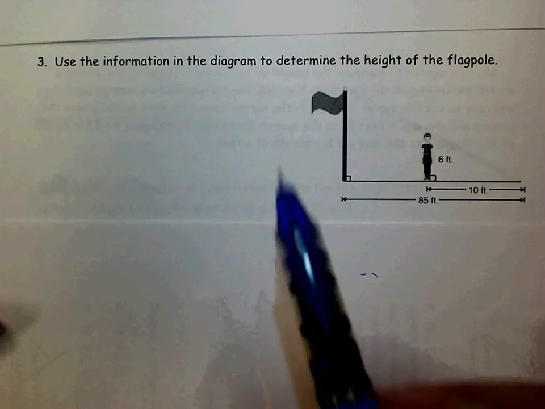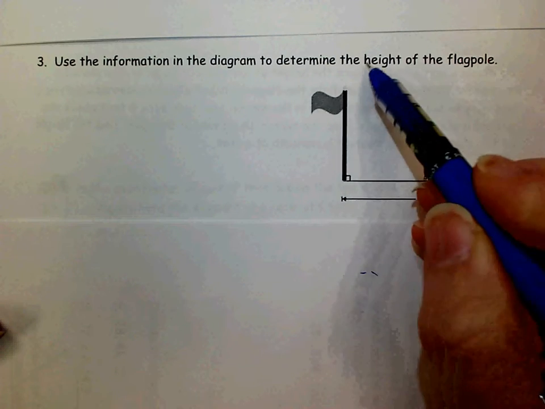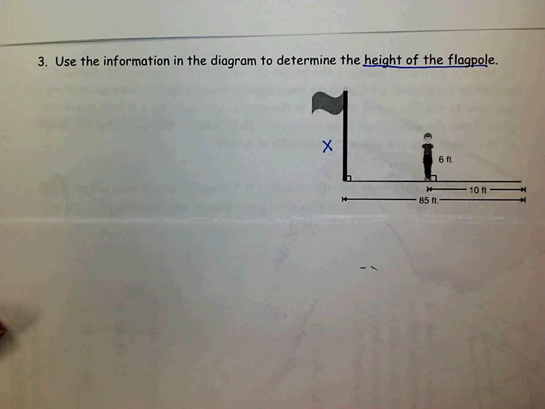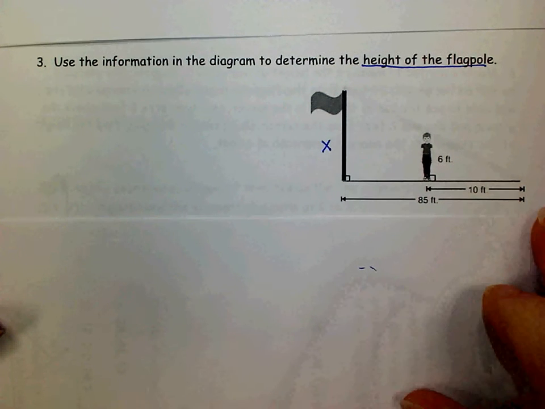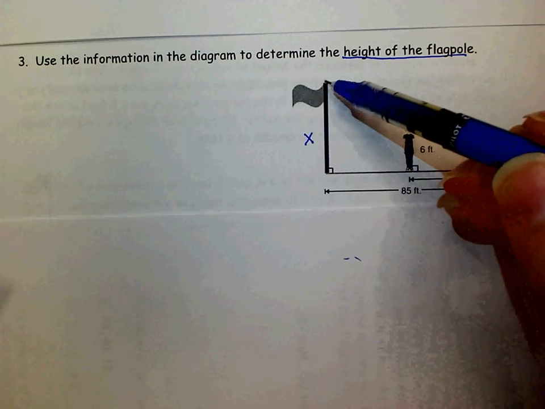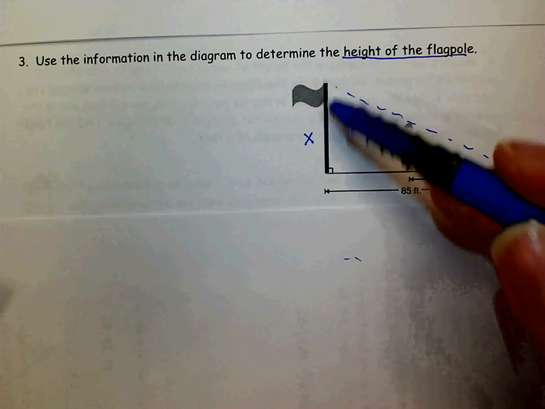For number 3, we're using the information on the diagram to determine the height of the flagpole. So this is our unknown. So here's the flagpole's height that we'll label as X. For this problem, when you set up your proportion, you're using the fact that if I complete this side right here, I have created two similar triangles.